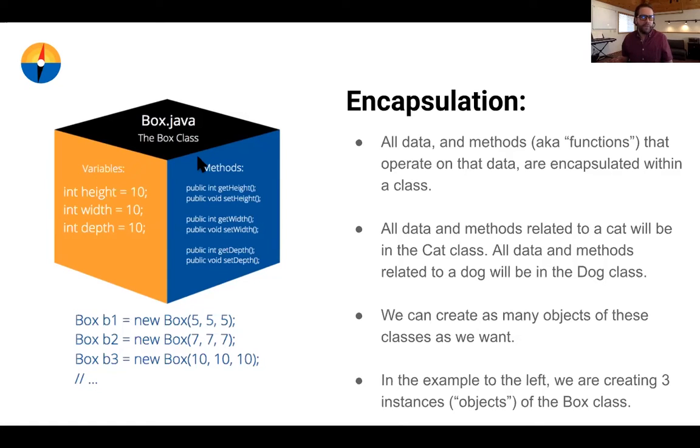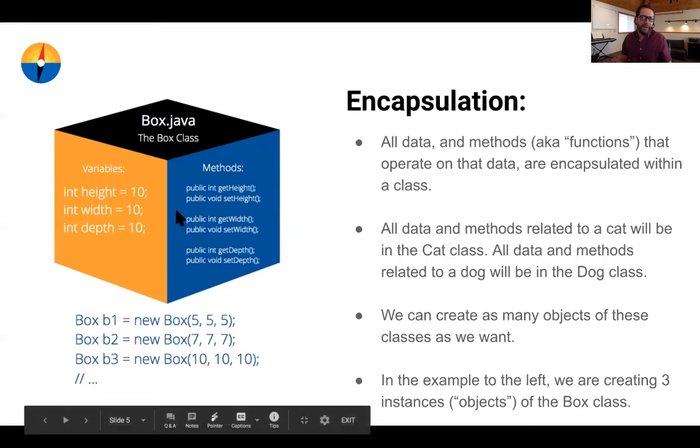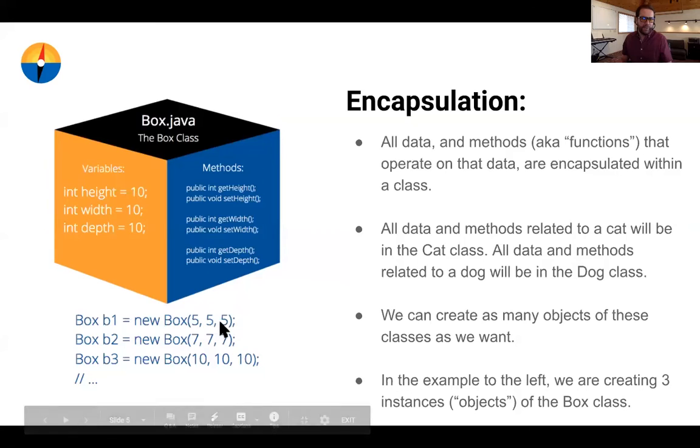And then over here on the blue side, we've got the methods that will act on or operate on that data, such as get height, get width, set width, get depth, set depth, right? And down below, this isn't fully fleshed out. I don't have a constructor in here, which is what these 3 arguments are for. But here is an example of how we could create multiple objects from this box class, right?